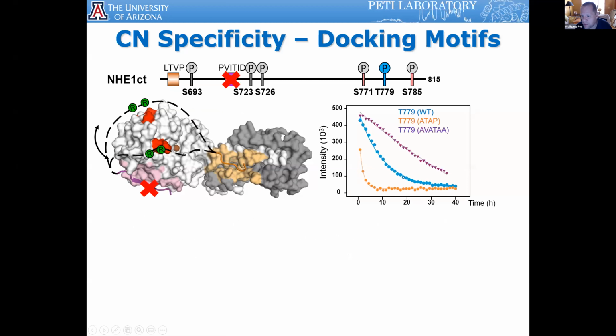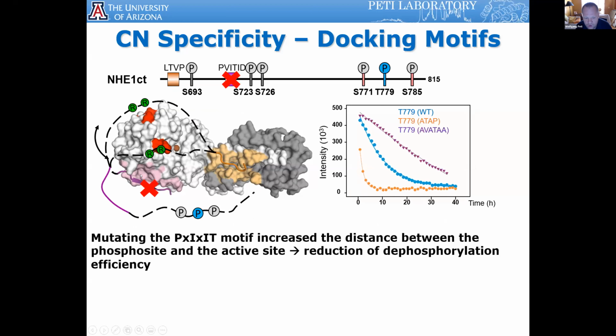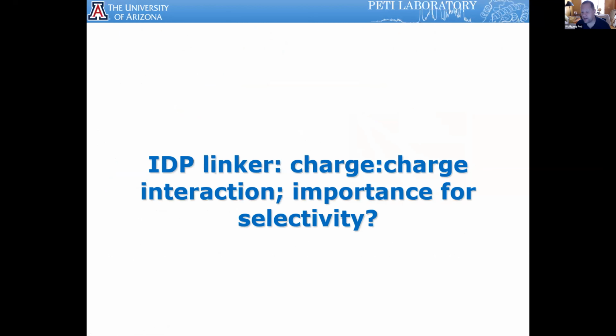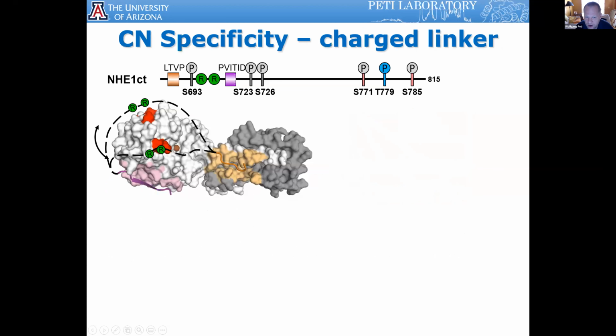And when we delete the PxIxIT site, we slow the interaction down, and that basically has to do with the fact that the phosphorylation sites now are not as close to the active site, they're much further away. Logically, that would take more time to actually engage with the active site. So while they play a role by bringing it in close proximity, they do not play a role in regards to selectivity. Perfect.